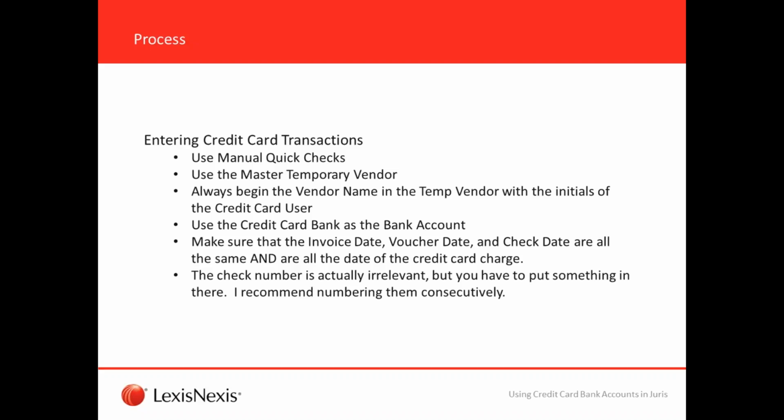I usually recommend numbering them consecutively within the batch. You can reuse check numbers as long as they're not in the same batch, but you might want to turn off your check warning if you're just numbering them consecutively. There's an alternative process that I'm not going to go through today, where you create the payment vouchers first and then just pull them into a check batch and actually print them out on paper. That would actually assign the check numbers for you. So anyway, these are the steps that we're going to follow.